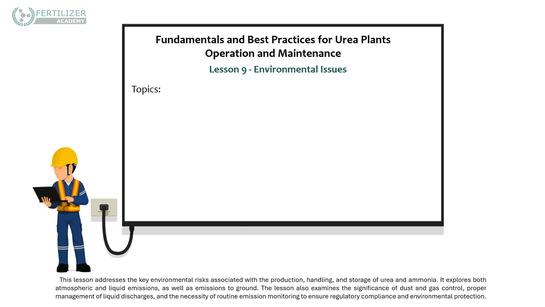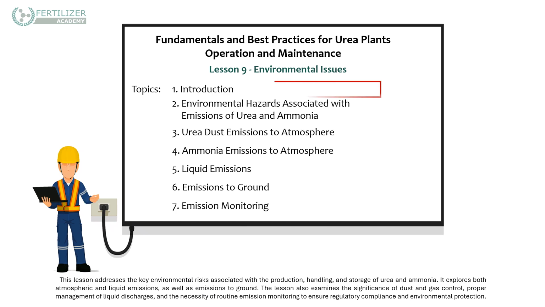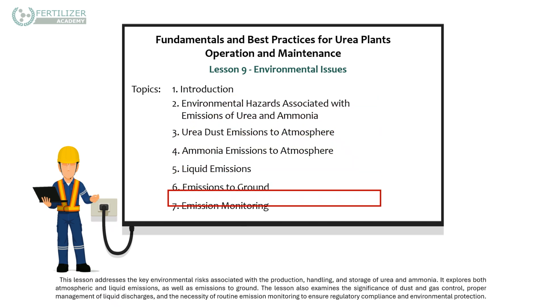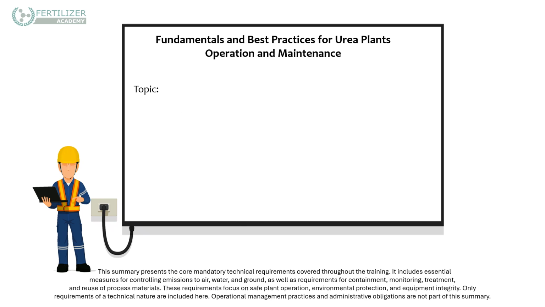Lesson 9. This lesson addresses the key environmental risks associated with the production, handling, and storage of urea and ammonia. It explores both atmospheric and liquid emissions, as well as emissions to ground. The lesson also examines the significance of dust and gas control, proper management of liquid discharges, and the necessity of routine emission monitoring to ensure regulatory compliance and environmental protection.